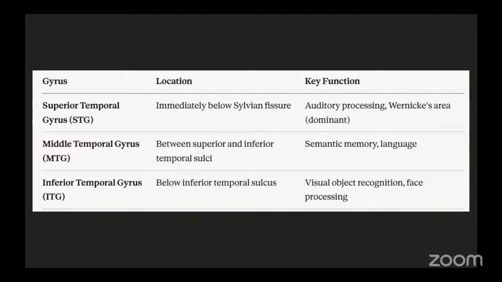Then we have the middle temporal gyrus. Middle temporal is between the superior and inferior temporal sulci. It is associated with semantic memory and language. You can sacrifice it. Patient will have minimal deficit, but it's a viable corridor. Then inferior temporal gyrus. It is also used for visual object recognition and facial processing, because it is in connection with the fusiform gyrus as well.